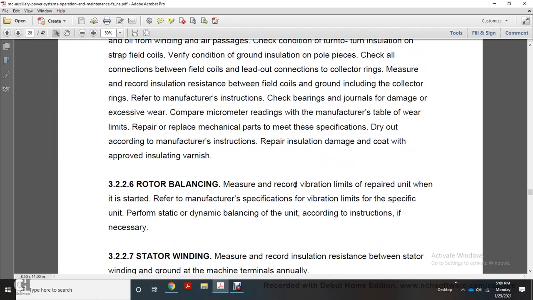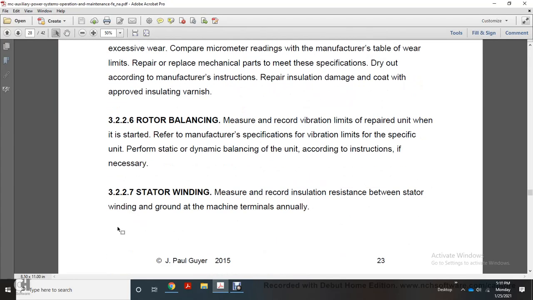Rotor balancing. Measure and record the vibration of the repaired unit and compare it with the manufacturer specification for the vibration limits of the specific unit. Perform dynamic balancing on the unit according to instructions if necessary.